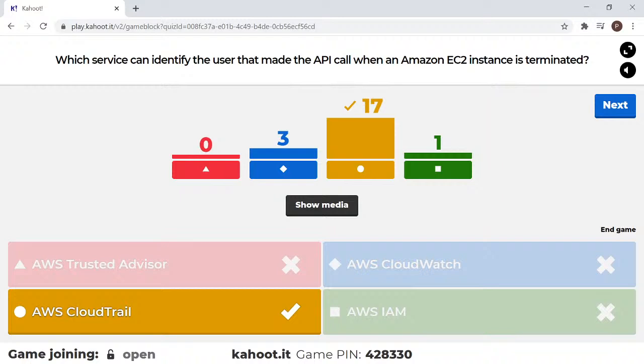Yes, again, most of the people got it right. It is AWS CloudTrail. CloudWatch is monitoring and observability at the application level. CloudTrail is a service that enables governance, compliance, operational auditing, and risk auditing of an AWS account. So it can log, continuously monitor, and retain account activity related to actions across the AWS infrastructure. So if anyone is instantiating an EC2 instance or terminating it, all that will be logged in CloudTrail.